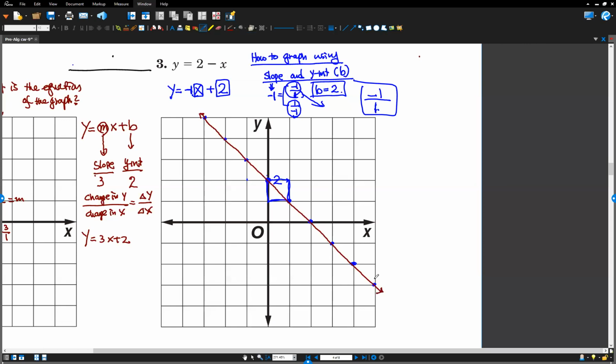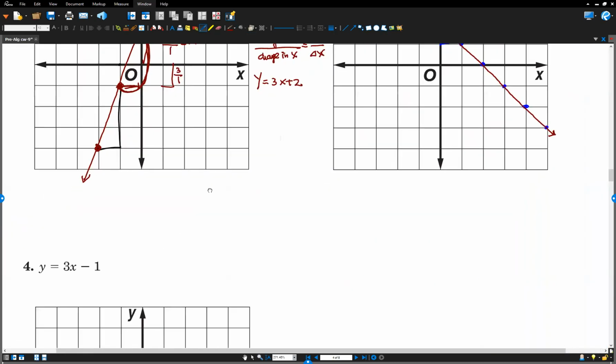This is the graph of y equals negative x plus 2. Remember, there are two different ways: one is using a table, the other using slope and y-intercept. Any questions about this?